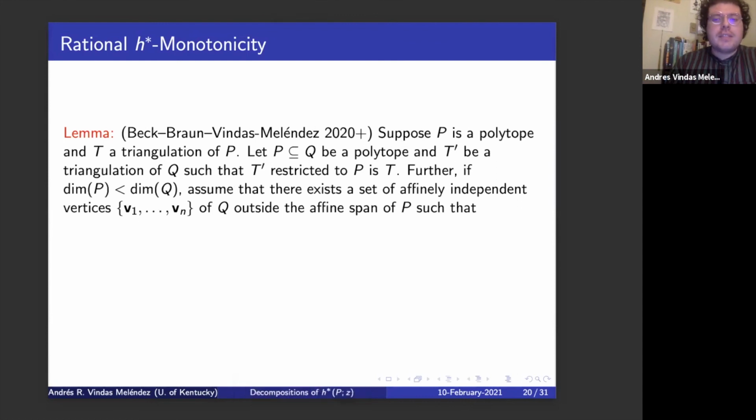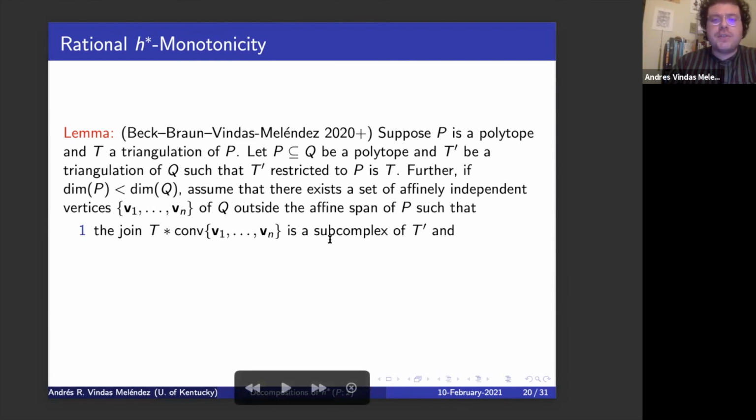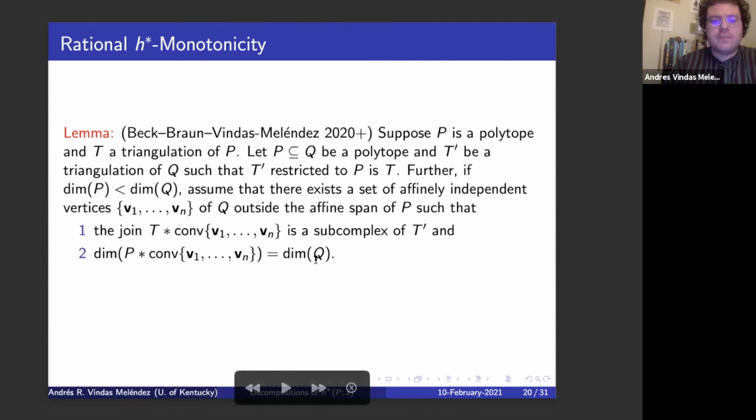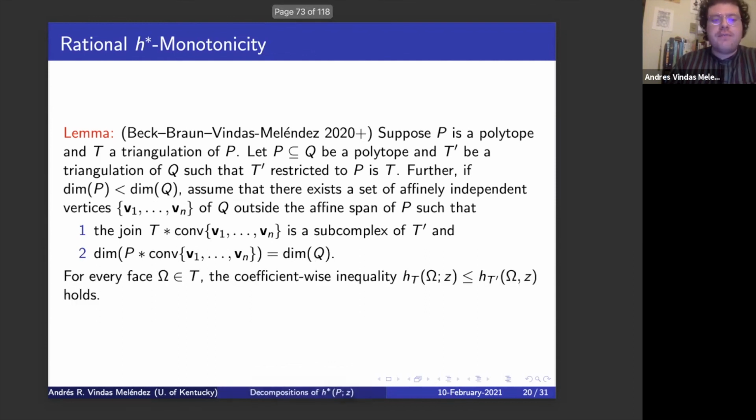And so one thing that I had a hard time keeping track of is when the dimensions of P and Q differ, right? And so I'm going to assume that there exists some set of affinely independent vertices of Q that are outside the affine span of P, such that, one, the join of T and the convex hull of those vertices is a subcomplex of T prime, and the dimension of P join the convex hull of those vertices equals the dimension of Q.